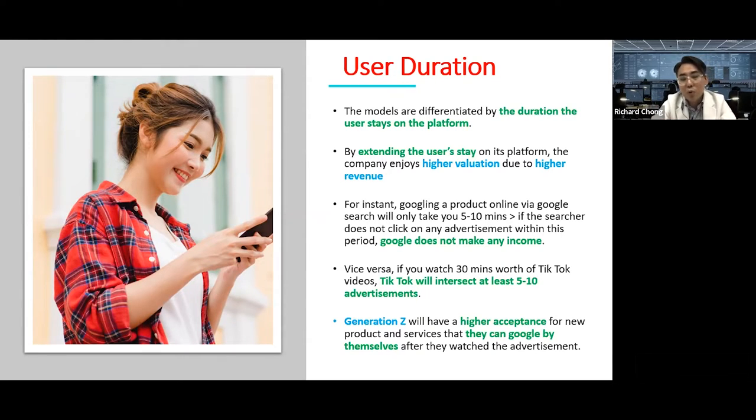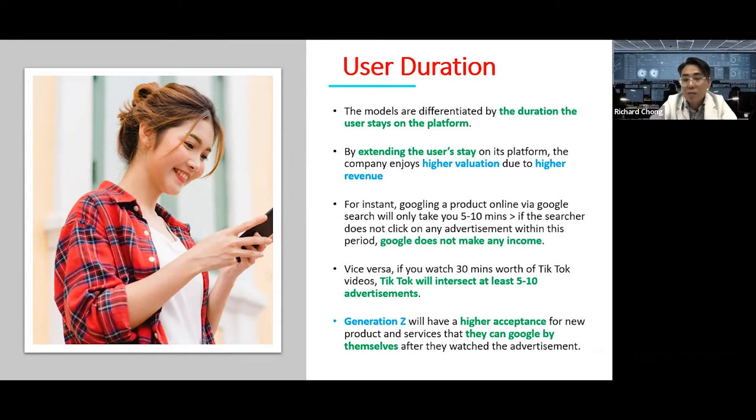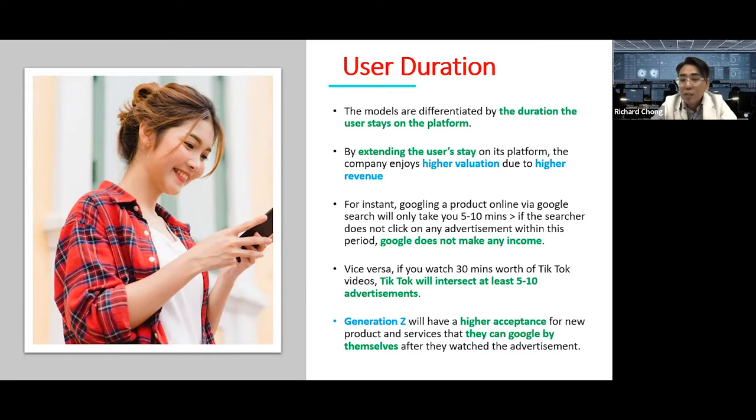So for instance, right now you go to Google and search something, it only takes you 5 minutes. But Google doesn't make any income because nobody clicked on the ads. Impressions alone are not enough. Vice versa, if you watch a 30-minute video, it interrupts you with 5 to 10 advertisements. Currently in this webinar, not everyone is a TikTok user, so I can't ask if TikTok interrupts you. Do you know how to cancel the video? I believe most people don't know how to cancel a TikTok video that interrupts them.